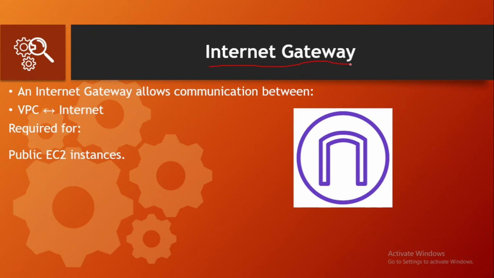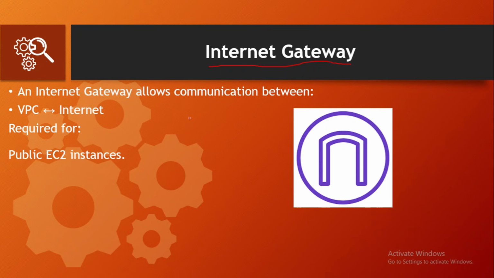Internet Gateway is a component in AWS that allows communication between your VPC and the Internet. In simpler words, it acts like a door between your private cloud network and the public internet. Let's understand Internet Gateway with a real life example.